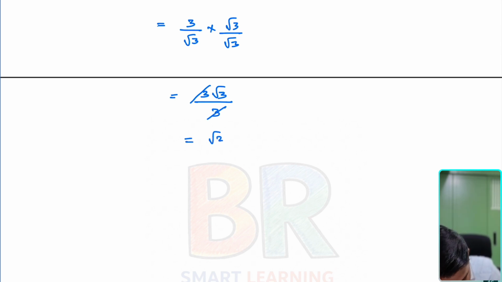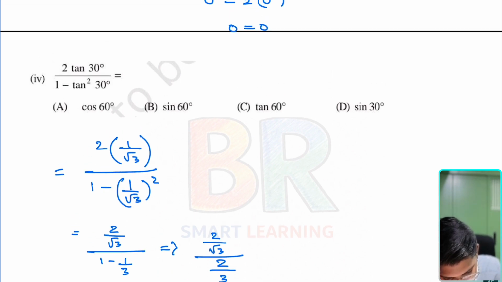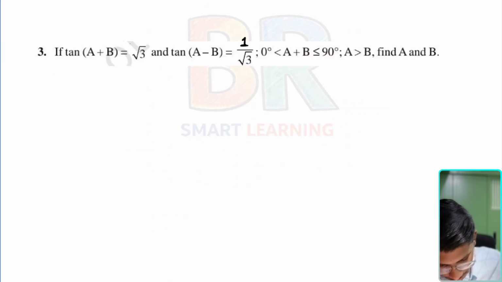The answer we get is root 3. According to me, it must be tan 60. Do we have tan 60? Yes, tan 60. The value of tan 60 is root 3, right? So the answer is C. Alright then. Now the third question.